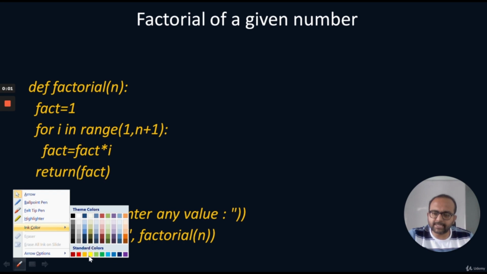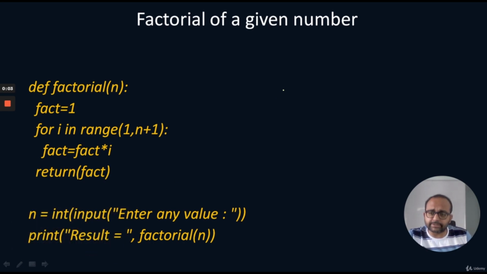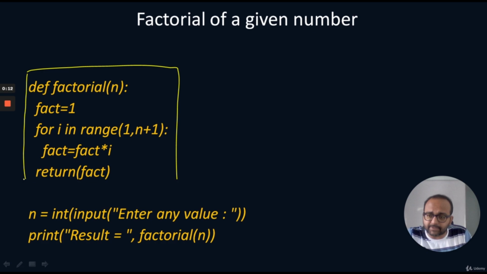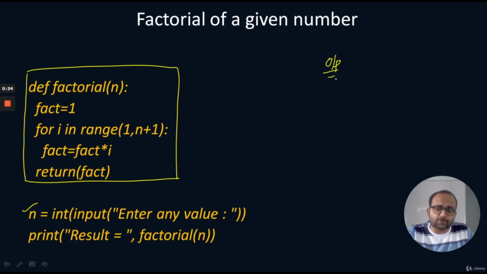Next one is finding the factorial of a given number using function calling. This is the entire function definition for finding the factorial of a given number. First, the value of n is taken as input. Now in the output screen it is going to prompt you to enter any value. For example, the value entered is 3.